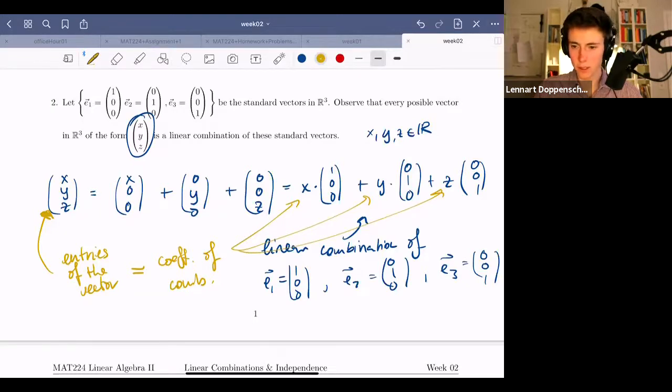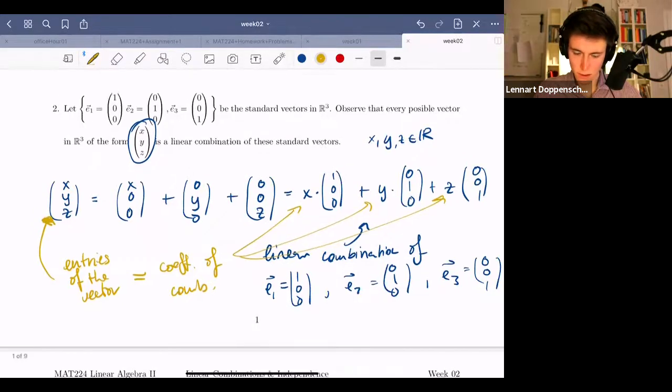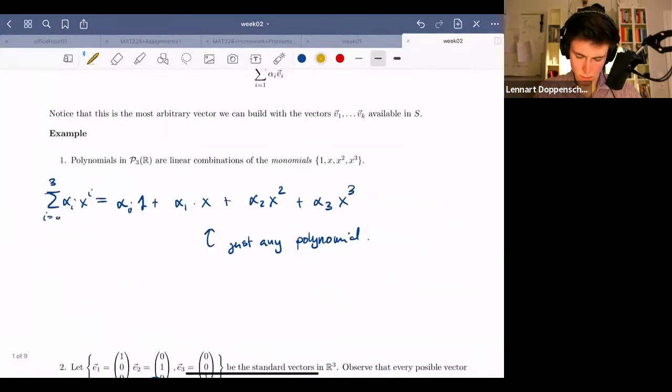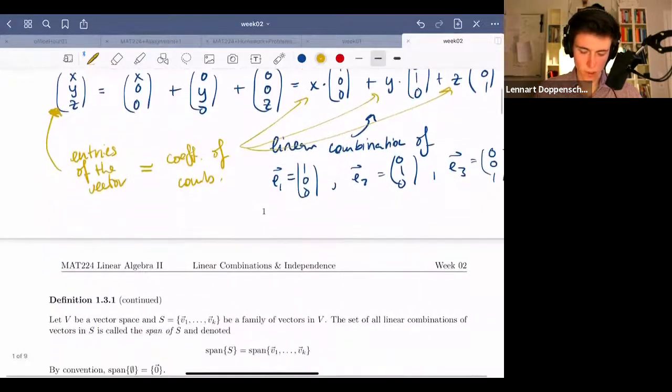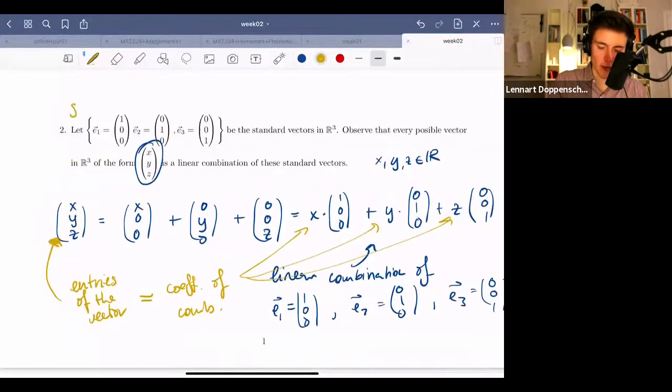Are there any questions? Did I write that there's an S somewhere? I usually denote a set, a family of vectors by S, but I don't think I used S in here.